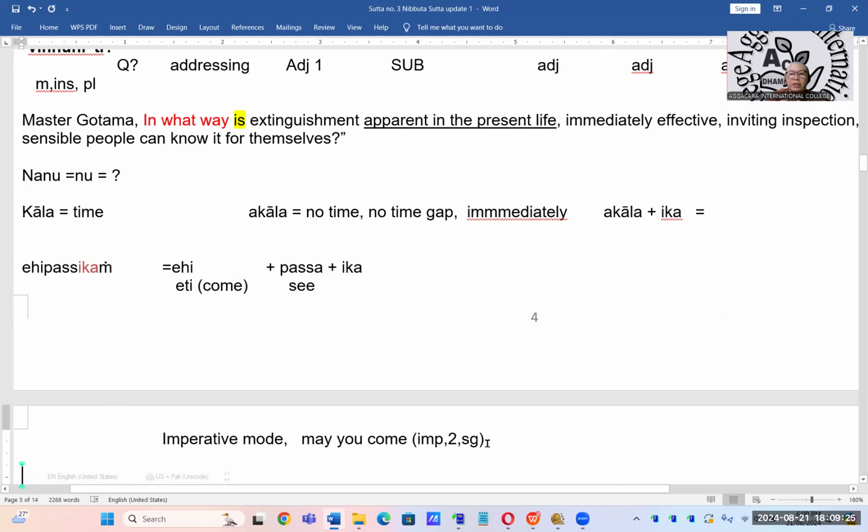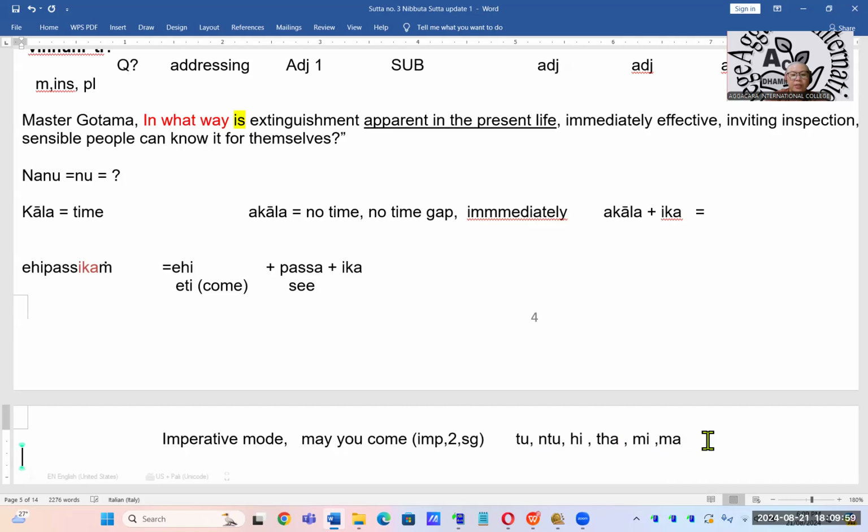I think some of you have started to learn Pali already, so make sure you try to write properly. It's imperative, second person singular, with the hi. Remember, for the imperative mode the endings are tu, antu, hi, tha, mi, ma. Because the present tense is ti, anti, si, tha, mi, ma. So the imperative will be tu, antu, hi, tha, mi, ma. So here, may you come.